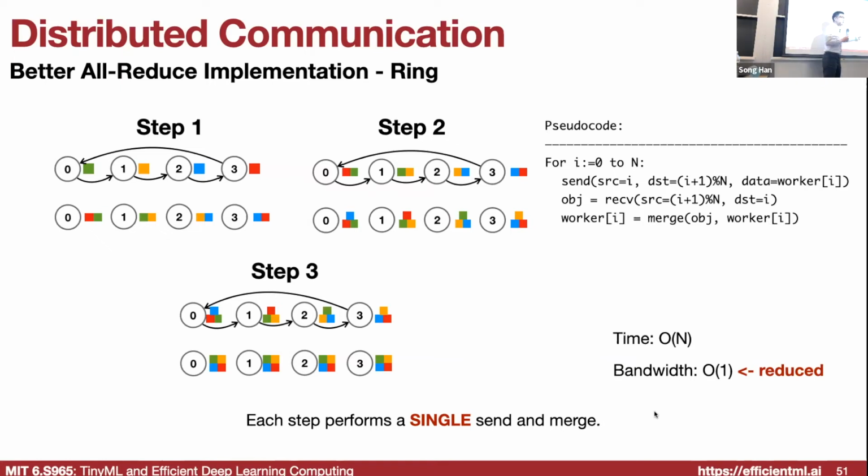So for timestamp, that's still O(n), right? Since we have to do O(n) steps. But what is the bandwidth requirement now? It's only O(1), right? Since I don't have to talk to all the other nodes, I only need to talk to my neighbors. For example, I only need to send from I to I+1 and receive from I+1 to I. So the bandwidth requirement becomes constant. Even though I can increase from 4 nodes to n nodes, I still only talk to my neighbors. Right? So that's why we have O(1) bandwidth requirement.